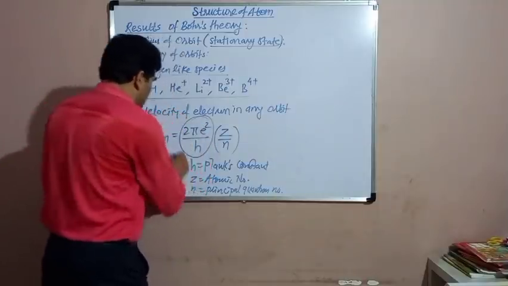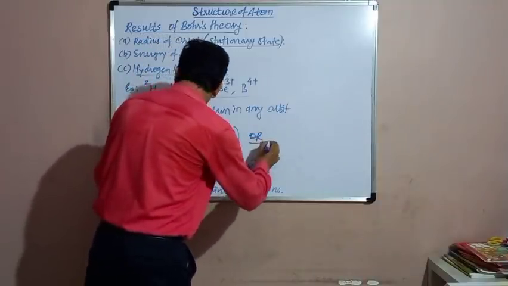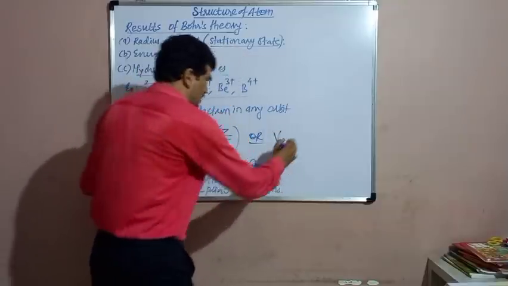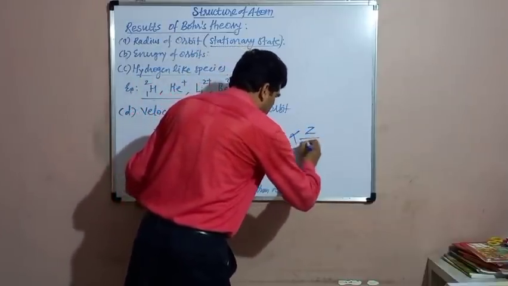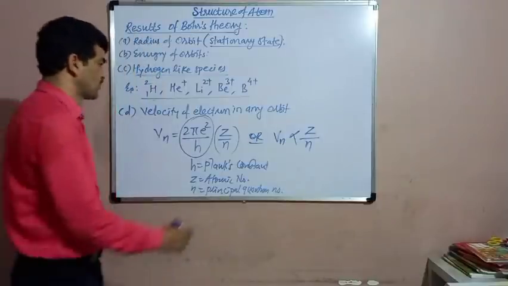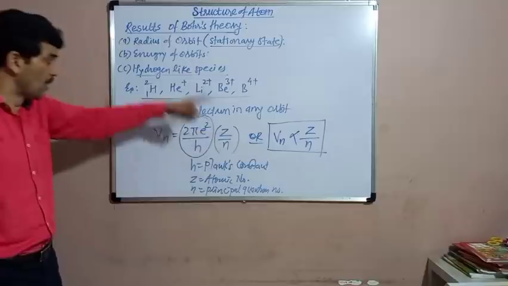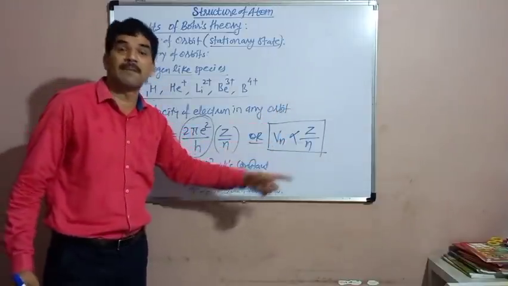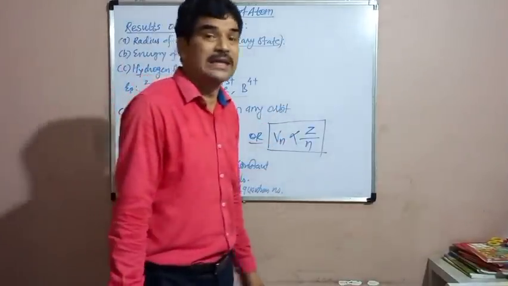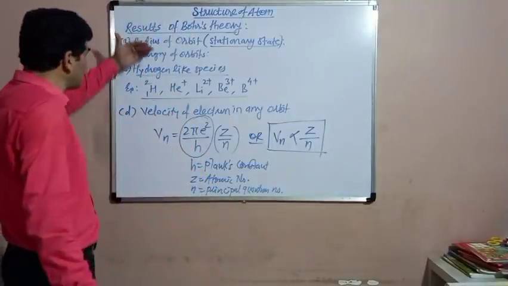All of these are constants, and therefore we can write that the velocity of electron in any orbit is directly proportional to Z but inversely proportional to n. Velocity of electron is directly proportional to the atomic number but inversely proportional to the principal quantum number or orbit number. So all of these are the results of Bohr's theory.